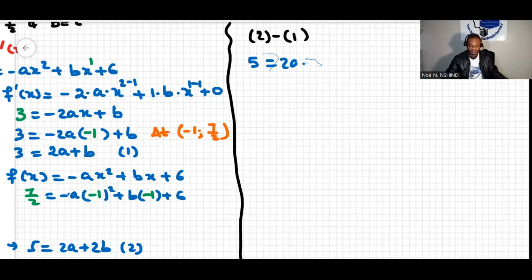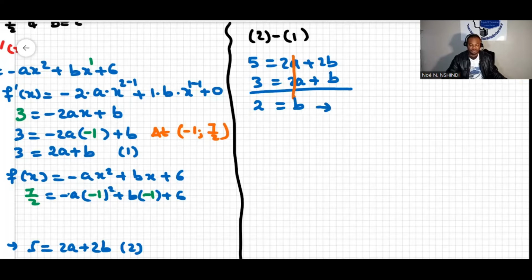Oops, sorry about that. Just my tablet. So 5 equal to 2a plus 2b, and then 3 equal to 2a plus b. So if I do, as I said, equation 2 minus equation 1, I'm going to have 5 minus 3. This is equal to 2, and then 2a minus 2a is 0. So this will cancel out because they make 0. And then 2b minus b is just b. So we have b equal to 2.